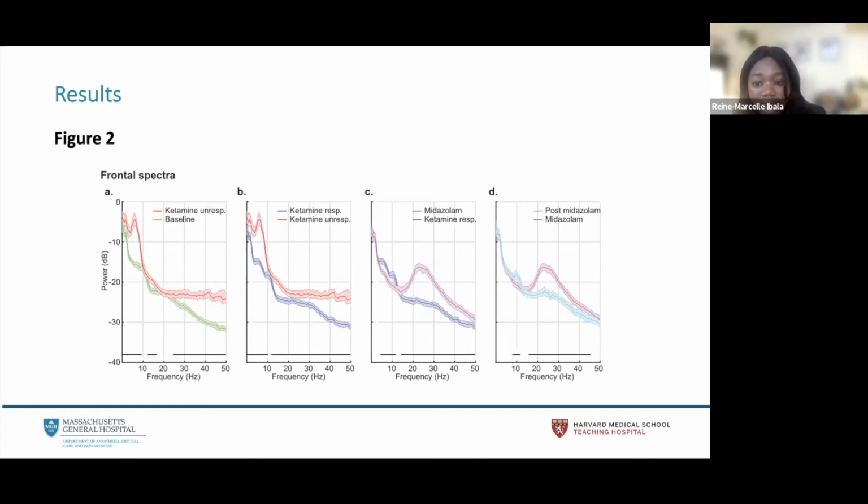We can see that as compared to baseline, ketamine sedation was associated with increased power, particularly between the 0.5 and 8.3. Again, that is our delta and our theta wavelengths, and then also an increase of power more along the lines of our gamma. So that's going to be about 27 hertz and above. You see this curvilinear line that stays above the baseline throughout those two spikes.